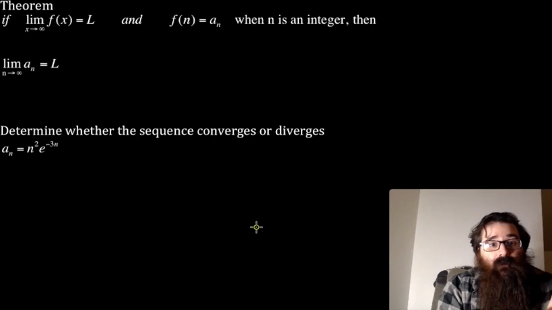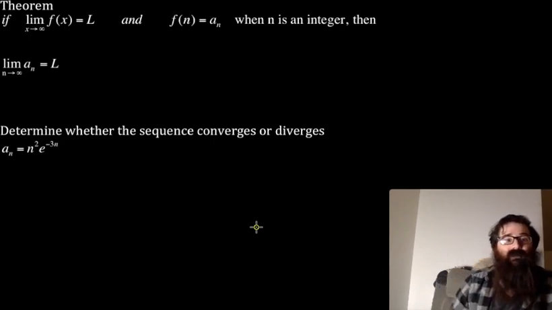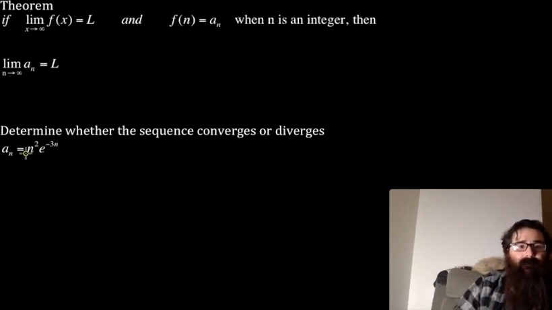And here we'd like to determine whether the following sequence converges or diverges. Here we have a sub n is n squared times e to the negative 3n. We start off like we would normally. Let's just set up for the limit. What's the worst that could happen?